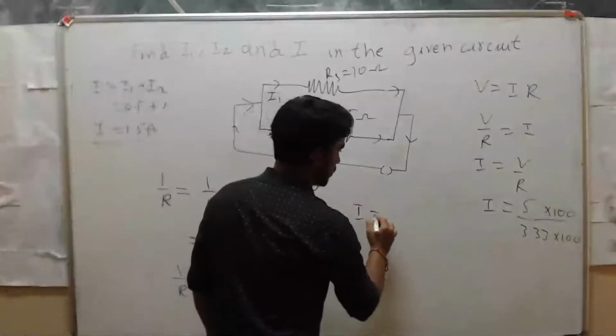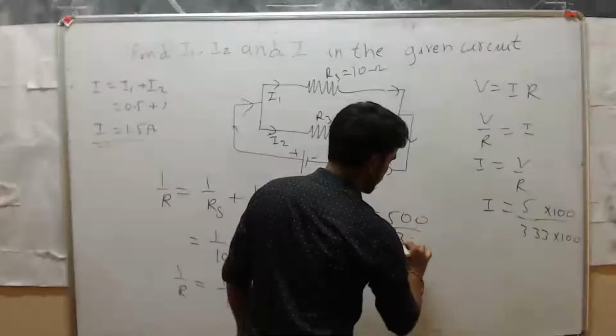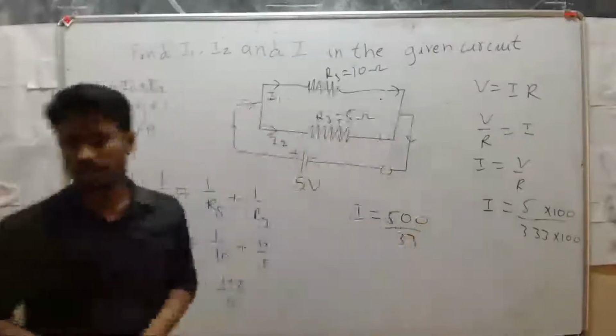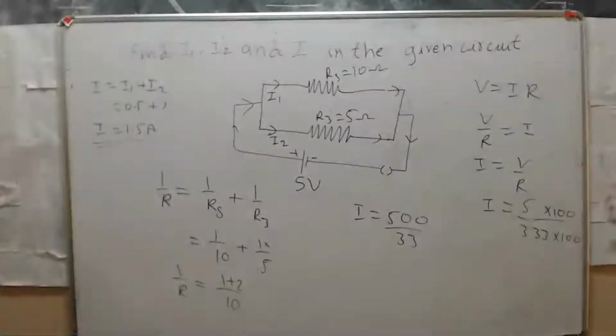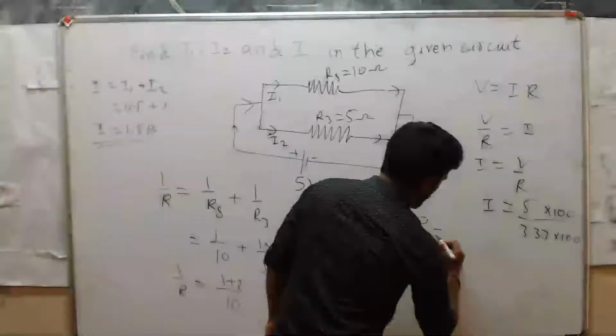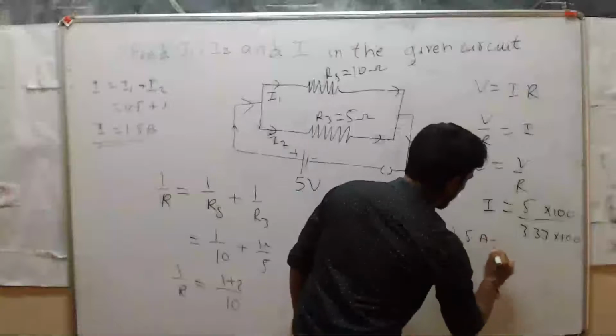So I is equals to 500 divided by 33. Yes, find the answer. What is the answer? 1.5. Okay, so 500 divided by 33, so here we will get 1.50 ampere. We can write 1.5 ampere.